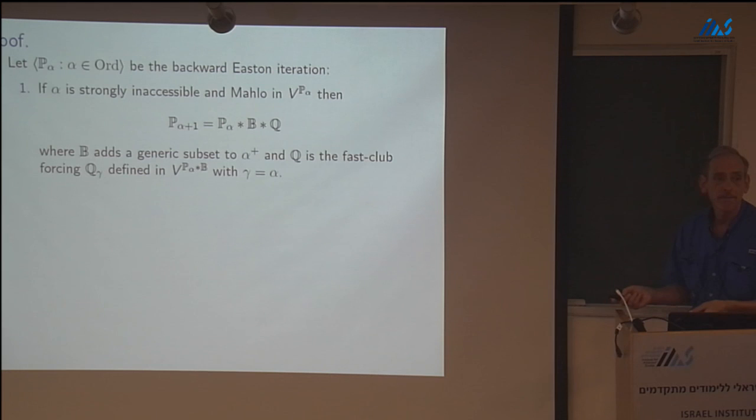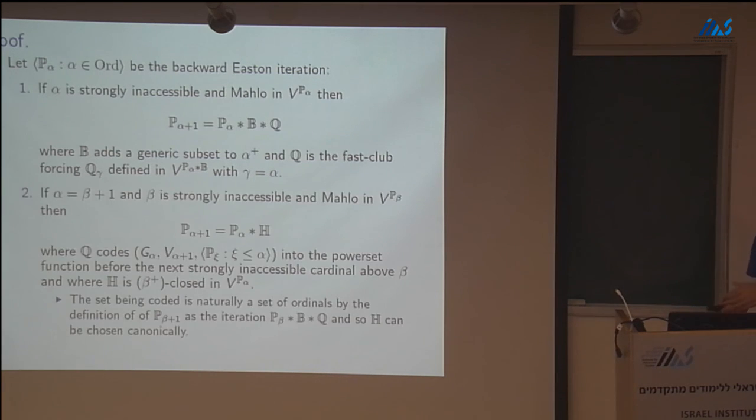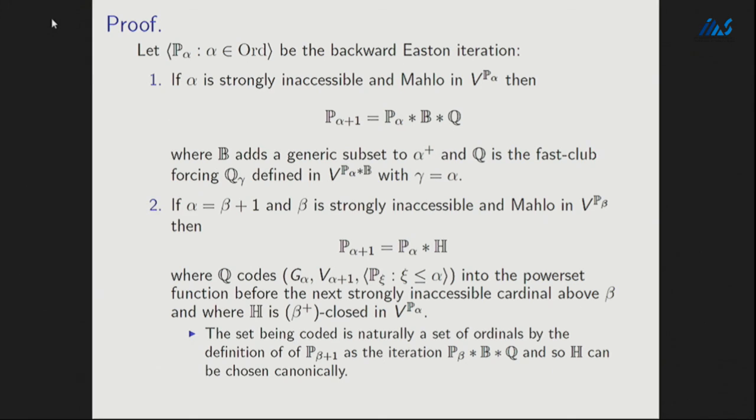What type of generic? Just a generic Cohen. Yeah, sorry, Cohen, just with initial segments, the simplest forcing. Okay? What do I do if alpha is equal to beta plus 1 now, and beta is strongly inaccessible in V? So at stage beta, I just did this.